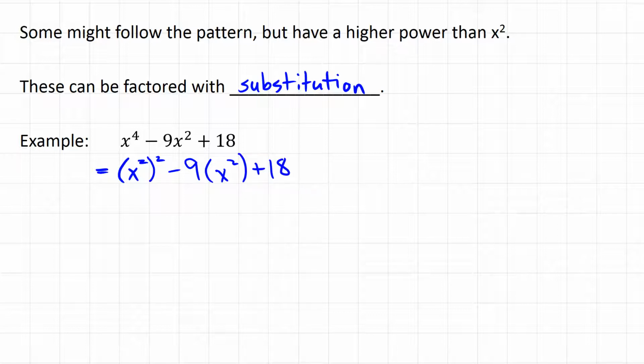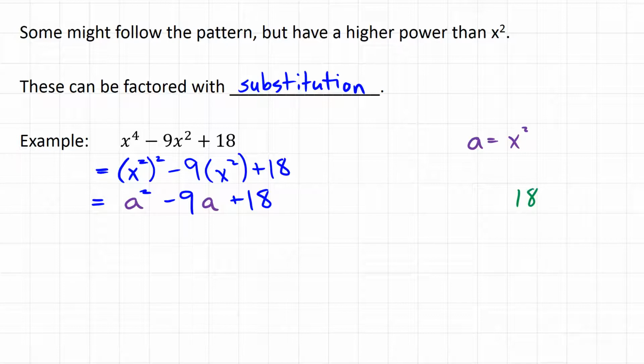Well, if we were to substitute the letter a for x squared, what we would have is a squared. So I'm putting a in the place of x squared in the brackets, and then I still have that squared, minus 9, and then I replace x squared again with a, plus 18. And what we can see is that this trinomial, even though it had a power of x to the 4 instead of x squared, it is still following the trinomial pattern, and I can factor this the same way.